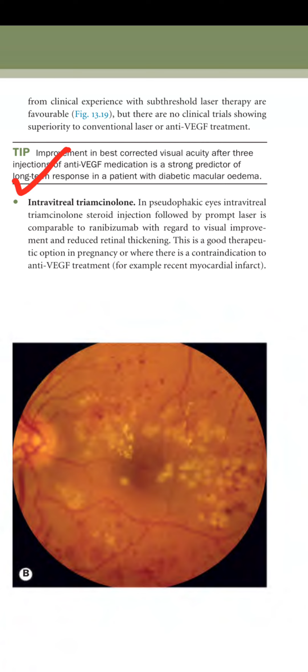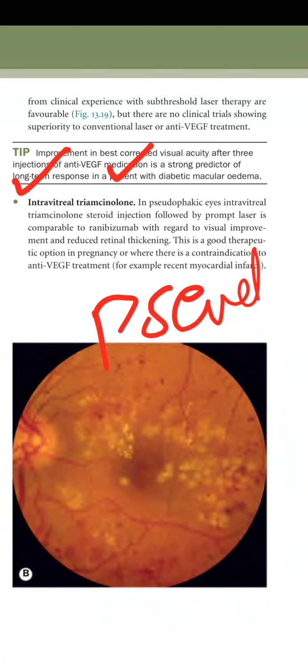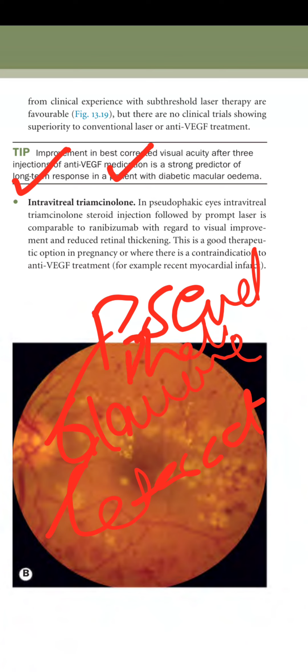So there is another treatment you can also give, intravitreal triamcinolone, but we give it in a pseudophakic patient. Why? Because in a phakic patient it can induce glaucoma, as well as cataract. So these are the potential complications. That is why we avoid it in the phakic eye. And in a pseudophakic eye, if you give intravitreal triamcinolone followed by the prompt laser, the results are comparable to ranibizumab.